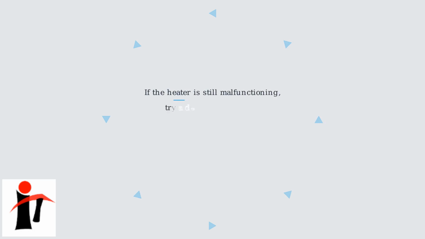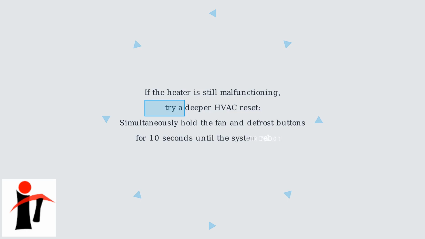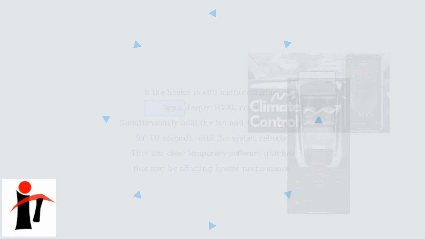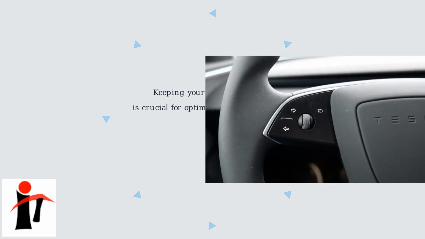If the heater is still malfunctioning, try a deeper HVAC reset. Simultaneously, hold the fan and defrost buttons for 10 seconds until the system reboots. This can clear temporary software glitches that may be affecting heater performance. Keeping your software current is crucial for optimal system performance.